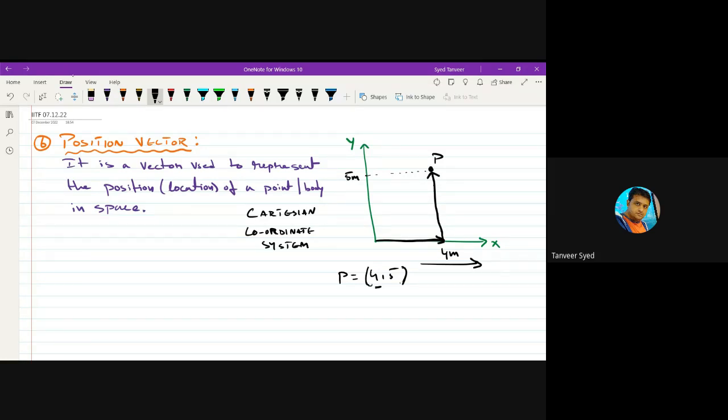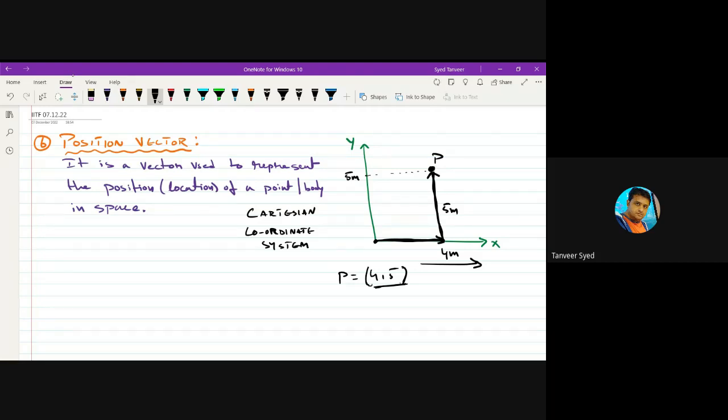If someone asks you for some address, you will say go straight, then take the first left, like that. Similarly, if I want to convey the position of this point P, I take the origin as a reference, and with respect to that origin, these coordinates tell you to go 4 meters along X direction first, then go 5 meters along Y direction. Then you will reach point P. This is one method of giving the position.